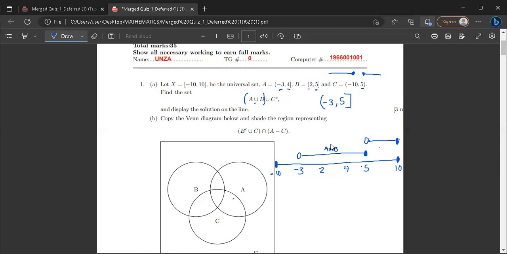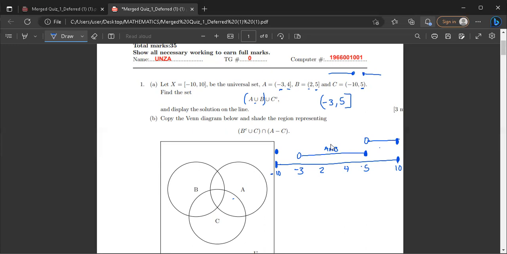Then now on the left side, we're supposed to start from negative 10 included, all the way to the left. So now negative 10 is right here. So we're going to say negative 10 in here, because in the C it's not included. So in the complement it is going to be included. So our C complement right here.